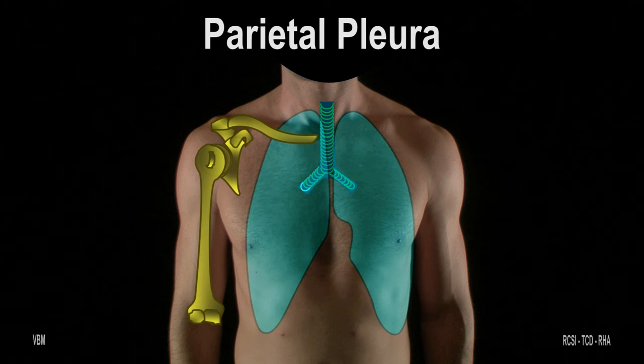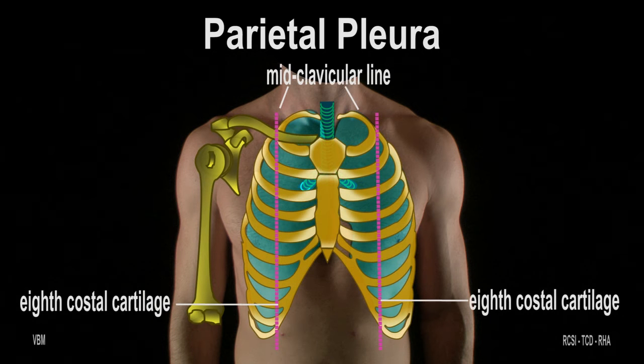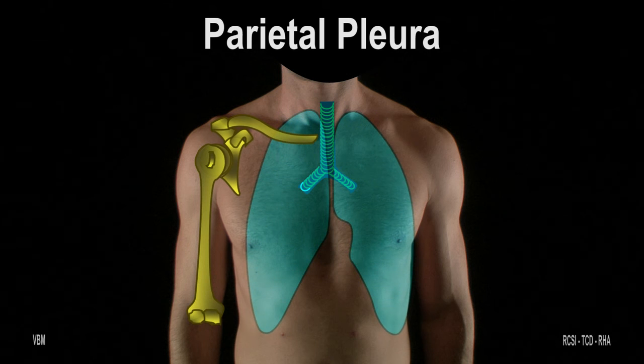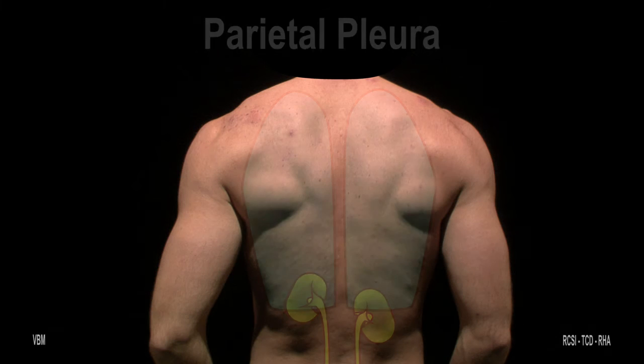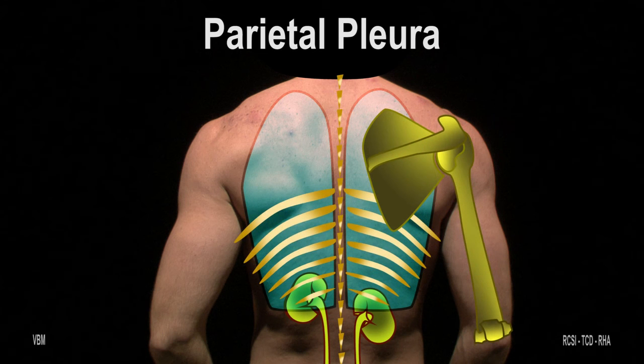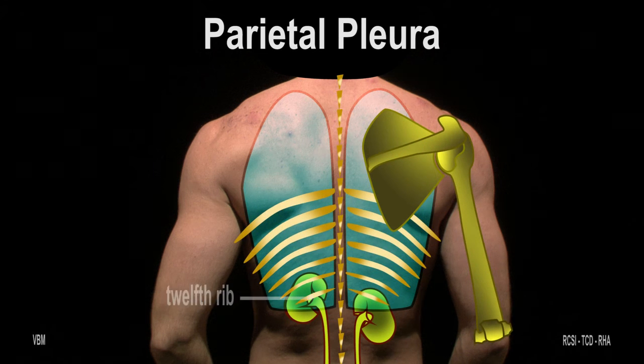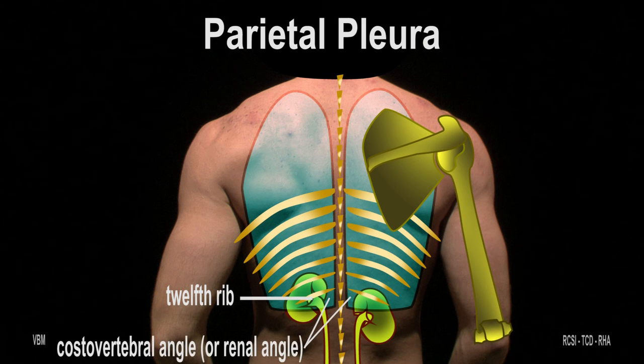Both the left and the right parietal pleura cross the midclavicular line at the 8th costal cartilage. They both cross the mid-axillary line at the 10th costal cartilage. Both sides of the parietal pleura are below the medial half of the 12th rib in the costovertebral angle.